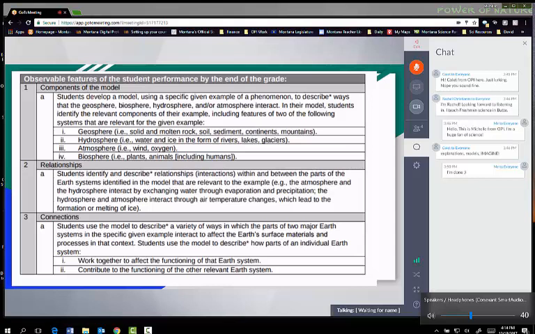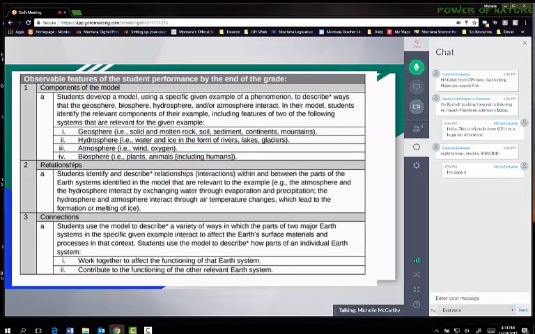And so they used a lot of different materials, and then they were talking about some of those relationships. So as a teacher, and as you're watching them and listening to what they're doing in the classroom, what are some of the words on the observable features, on this performance expectation, that you would be looking for, and how would you look for them?